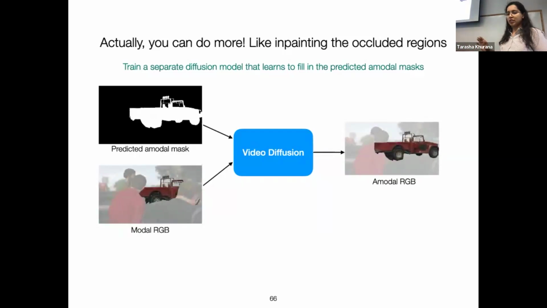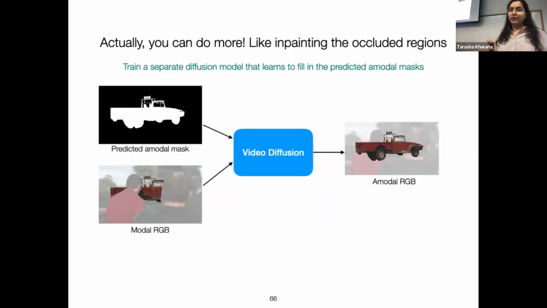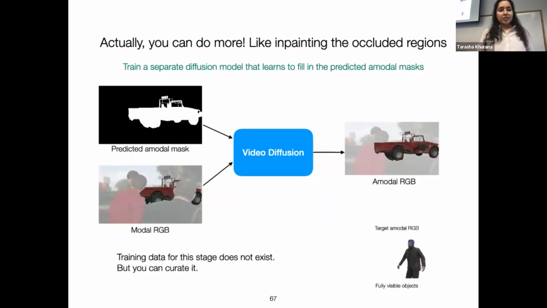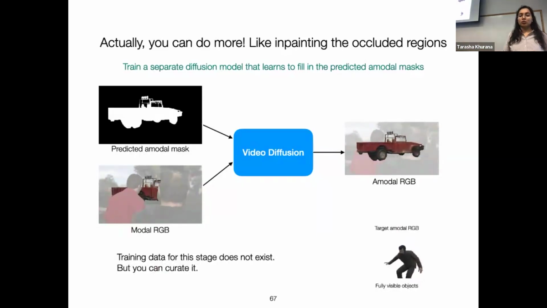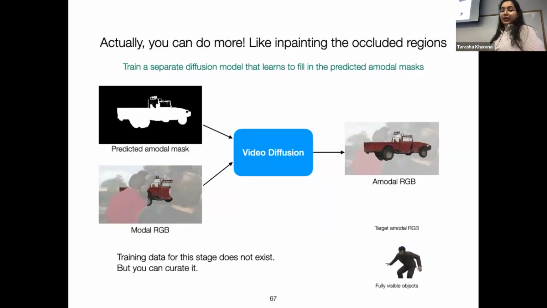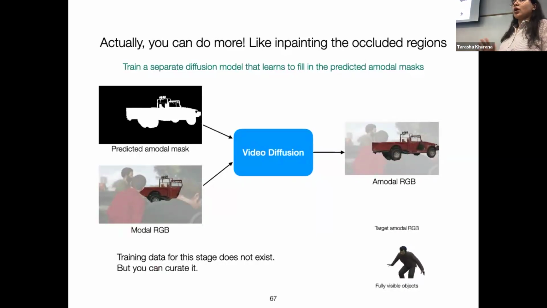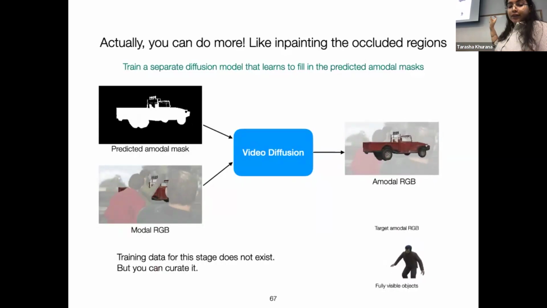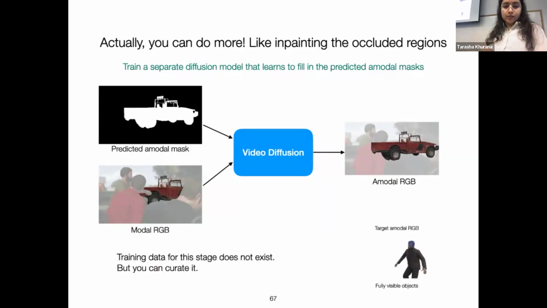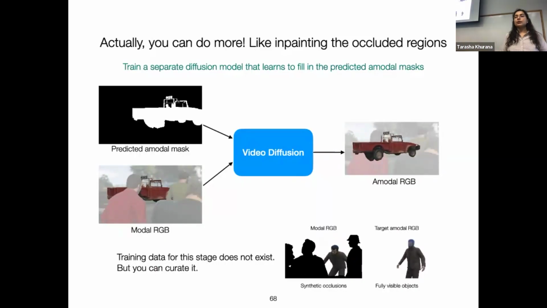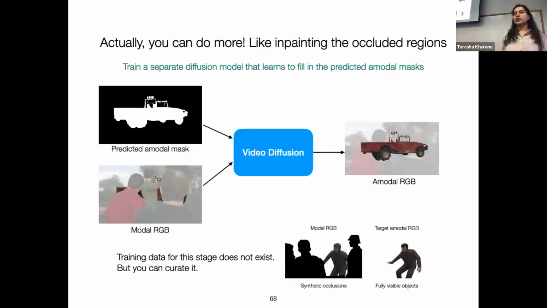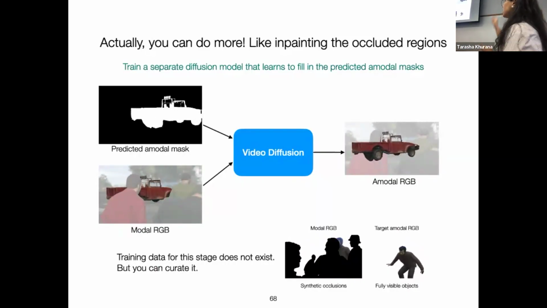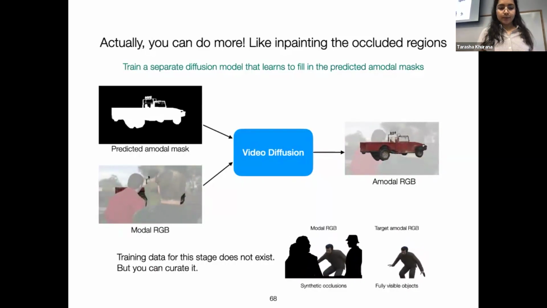So this is again easy to train, only this time getting hands on the training data is not that straightforward. So we find a way to create our own training samples. Specifically, we take all fully visible objects from SailVOS, which act as our target amodal RGB pixels. And then we randomly paste other fully visible objects on top of it to create synthetic occlusions. And this gives us the input and output training pairs.